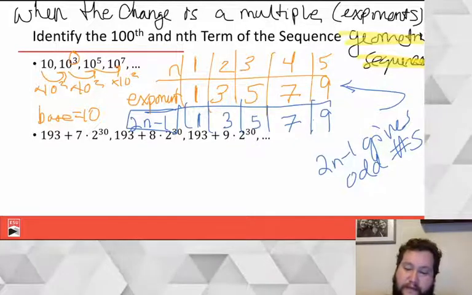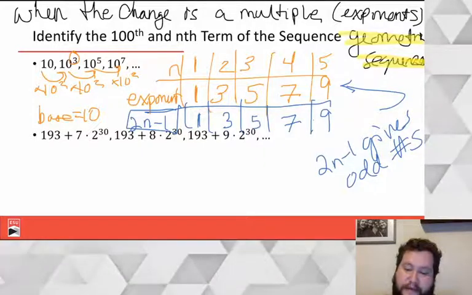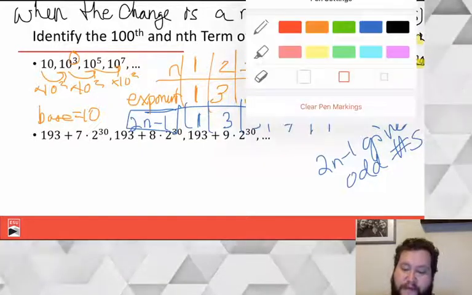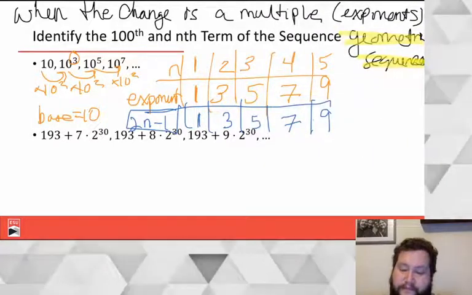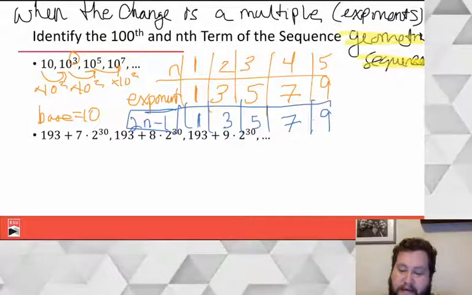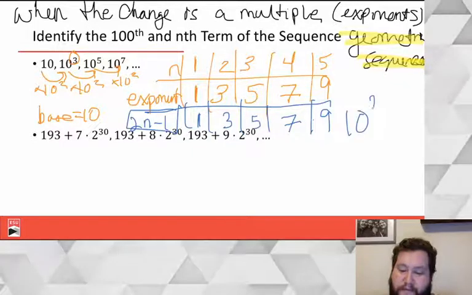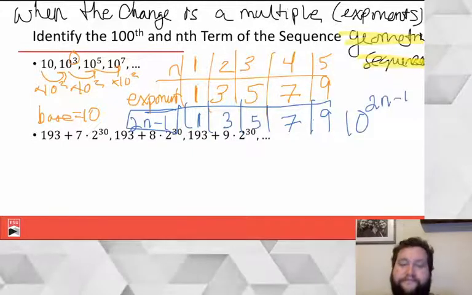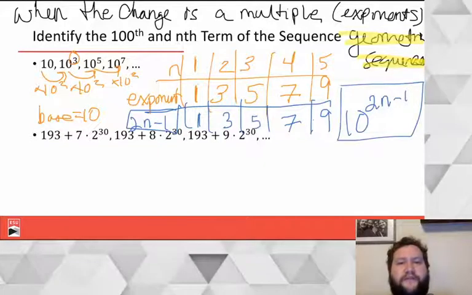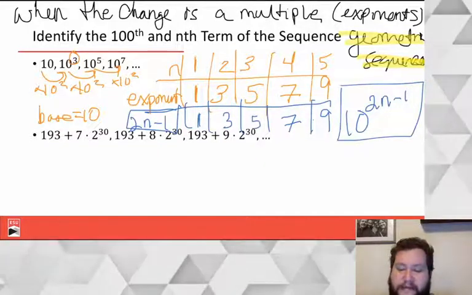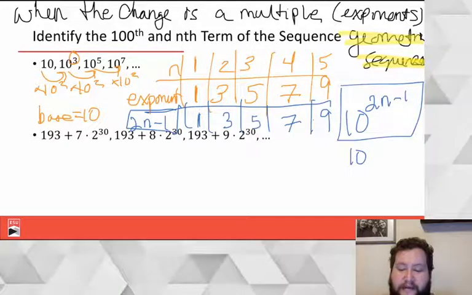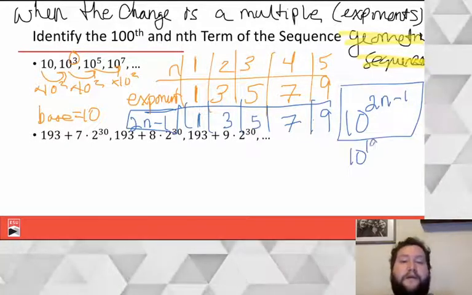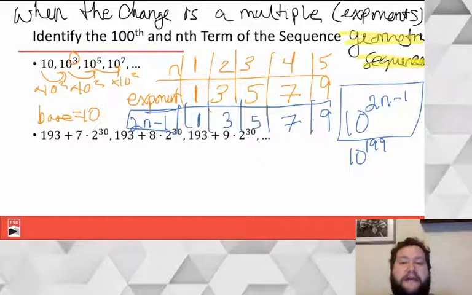So let me see where I want to write this. I'm going to erase some things, okay? So 2n minus 1 gave us the odd numbers, and my nth term is 10 to the 2n minus 1. And then it also asks for the 100th term. Well, that would just be 10 to the 200 minus 1, which is 199, and that's a 1 with 199 zeros after it.